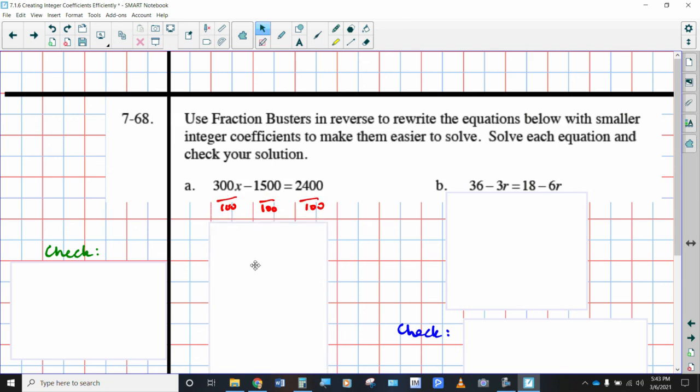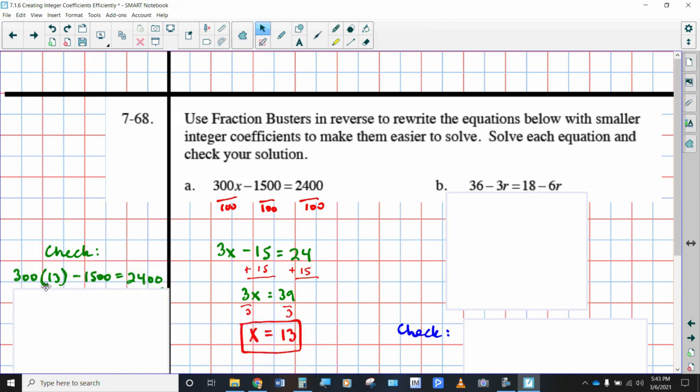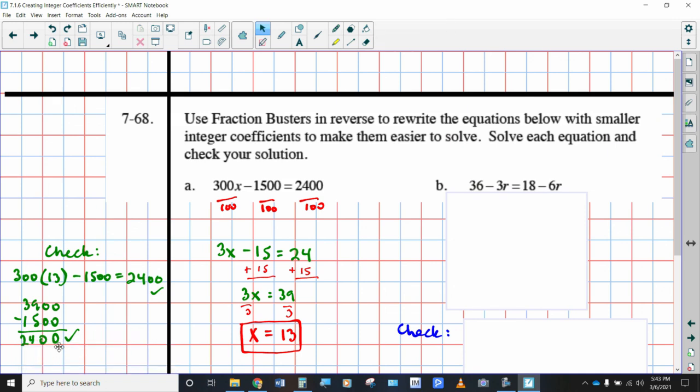So if I divide everything by 100, I can change this to 3x minus 15 equals 24. And that just looks a little bit easier, doesn't it? Add 15 to each side. Then take, what is that, 39 divided by 3, and you end up with x has to be equal to 13. And then when you check it, 300 times 13 is 3,900. And if you take 3,900 and subtract away 1,500, you get 2,400. So that proves that that is correct.